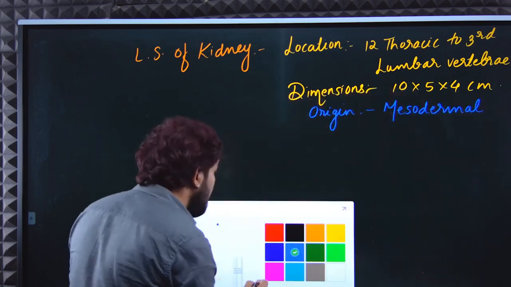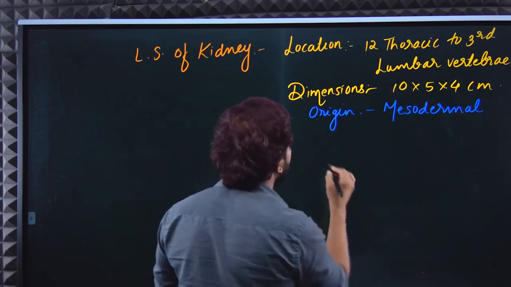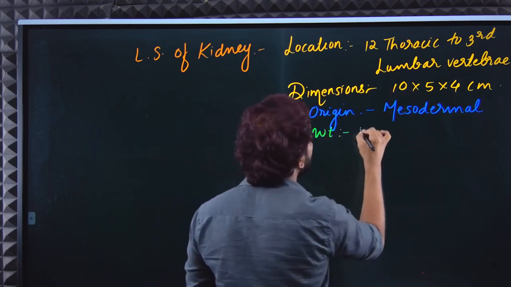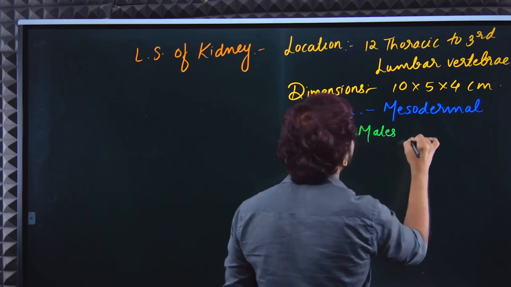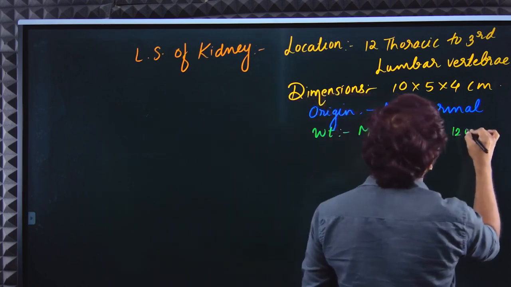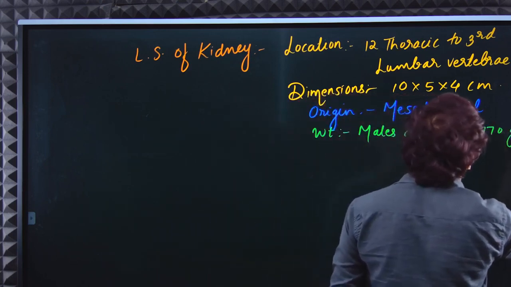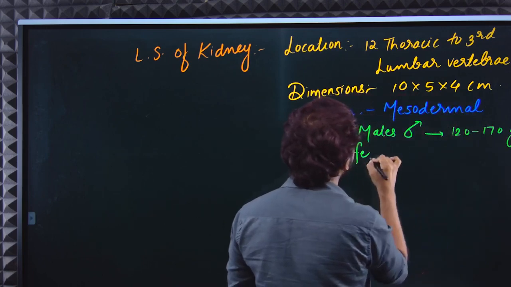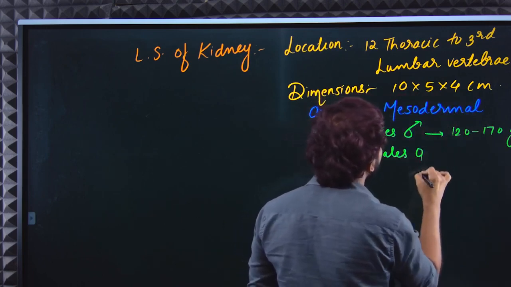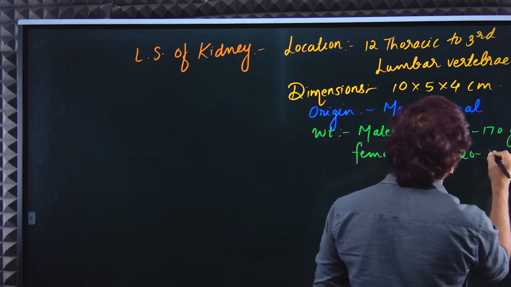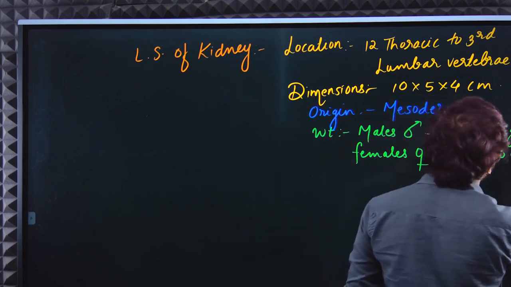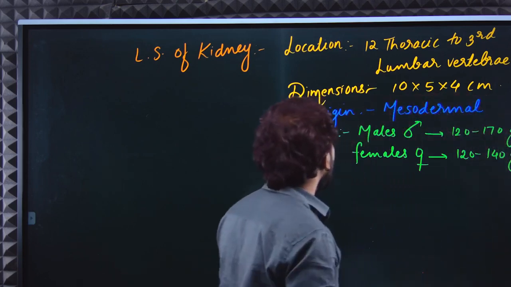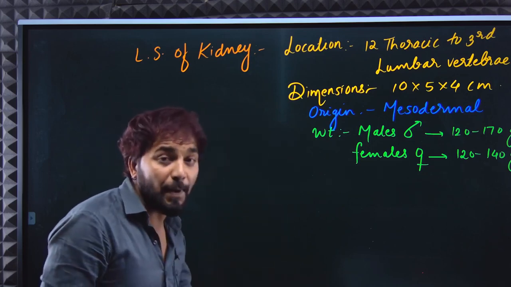Then when it comes to the weight of kidneys, when it comes to the males, it is 120 to 170 grams. And when it comes to the females, the weight is 120 to 140 grams. All right, my dear friends.